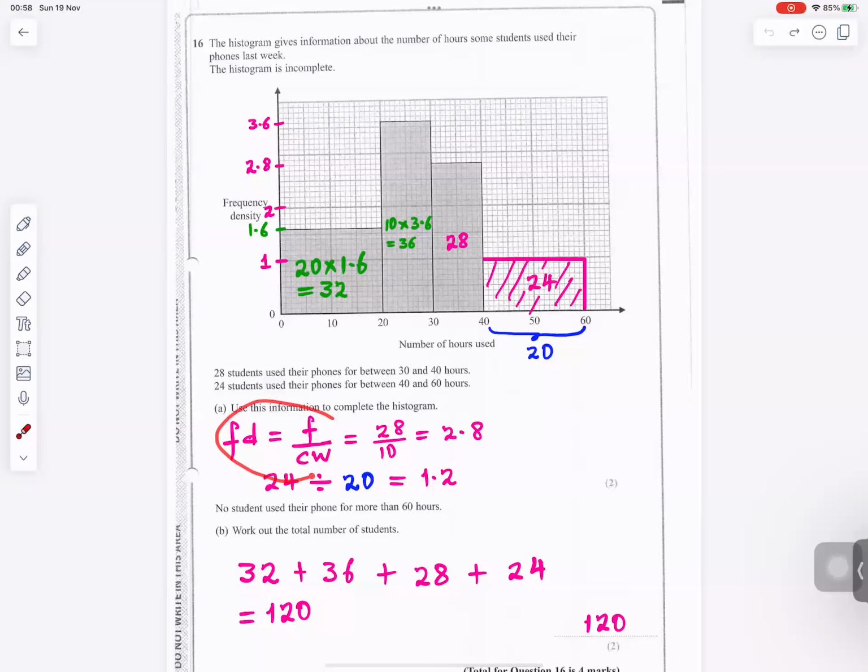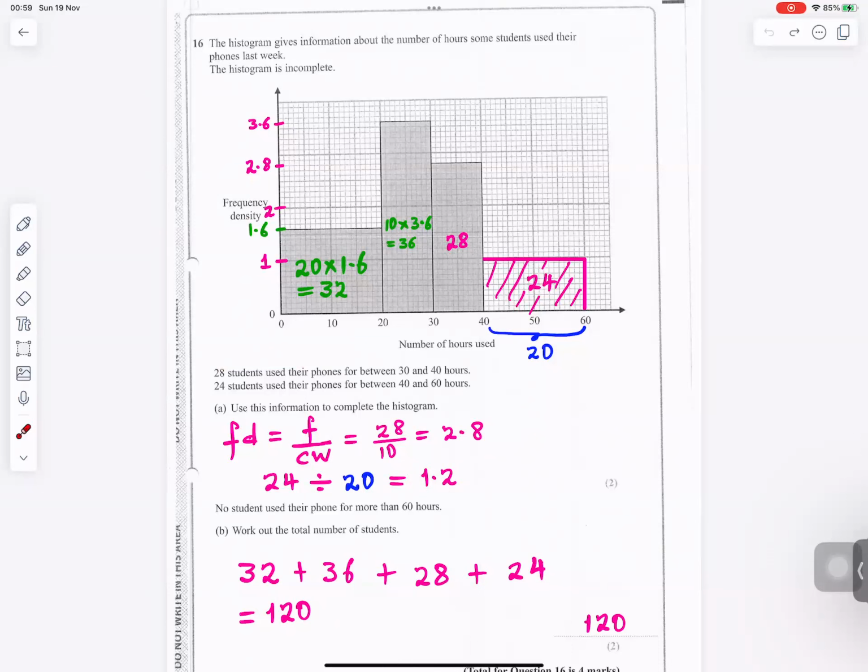This formula, frequency density, is frequency divided by class width. You must memorize that and write it down. So we have frequency is 28, class width is 10, because it's 40 minus 30. So that gives you 2.8. And for 24, the frequency is 24 and the class width is 20. 24 divided by 20 is 1.2.